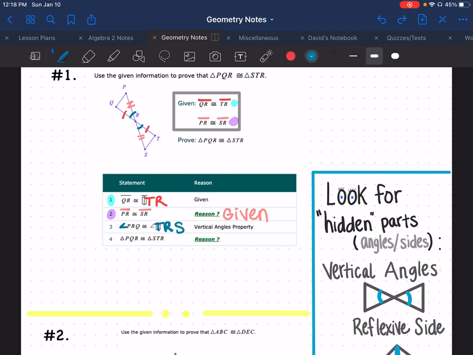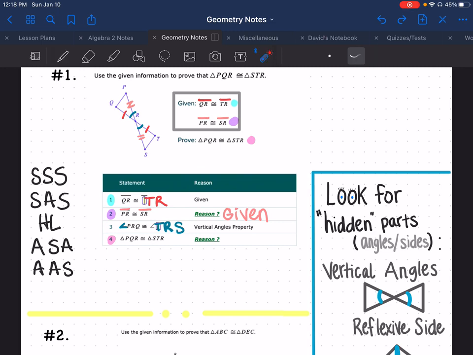All right, for the very last one, I would send this to the proof, and I have to come up with a reason. Now, for my reason, I can only pick from my shortcuts. So I can pick from side, side, side, side, angle, side, HL that we talked about last week, angle, side, angle, or angle, angle, side that we talked about at the beginning of this week. So those are my 5.